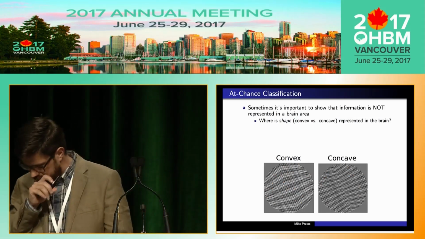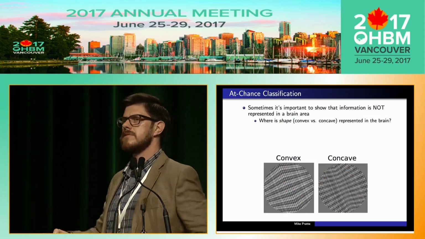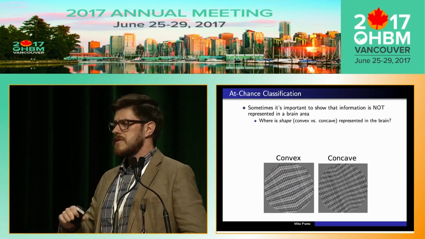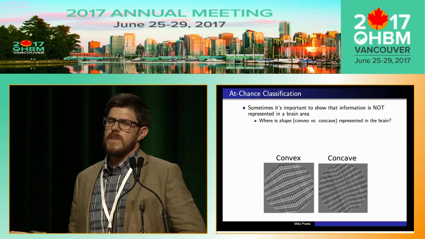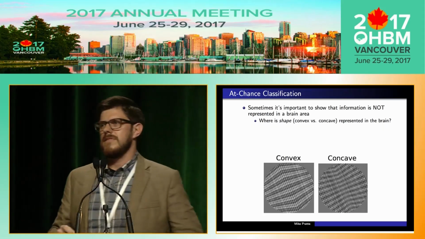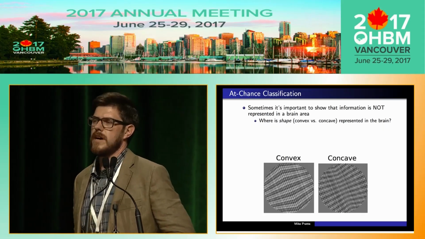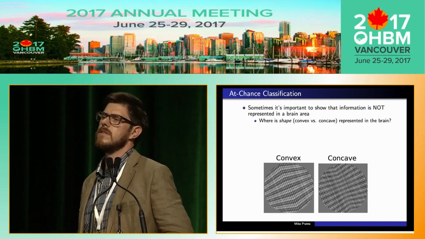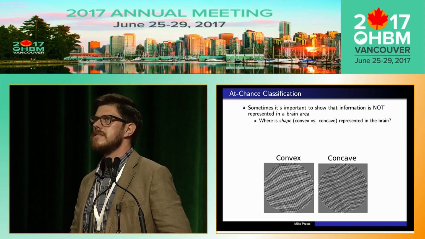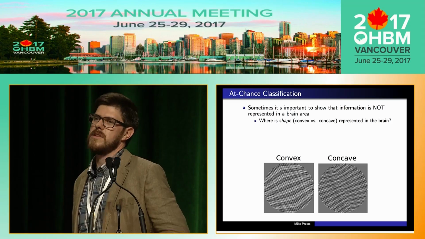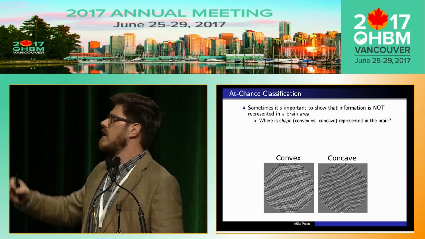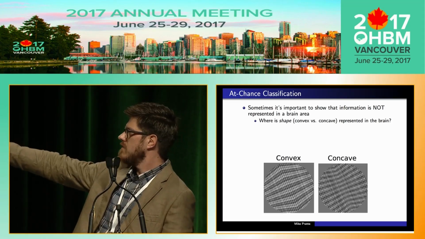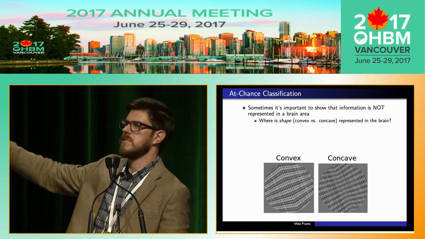Okay, so in all those examples, the logic is if it's above chance, there's information there. And sometimes you actually don't want to find information. Sometimes it's really important, like for control analyses, to say, actually, we don't know what you're thinking in this brain area. And an example I'm fond of that we haven't published yet are these shape stimuli.